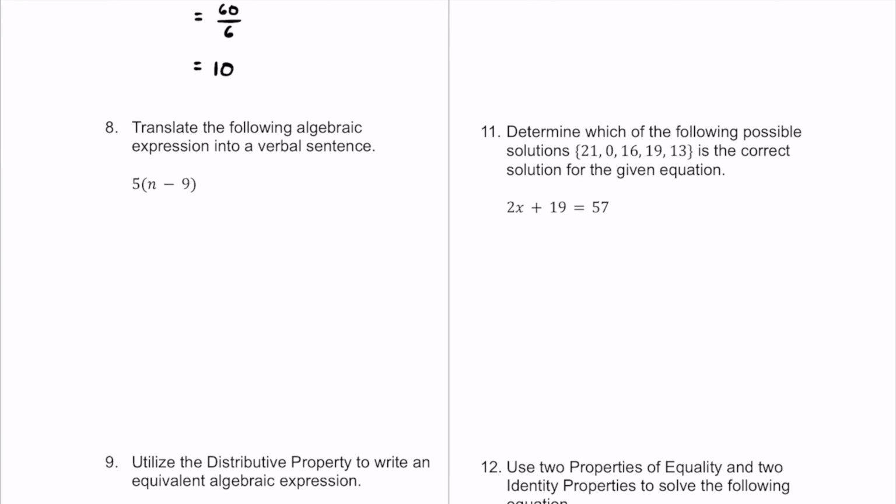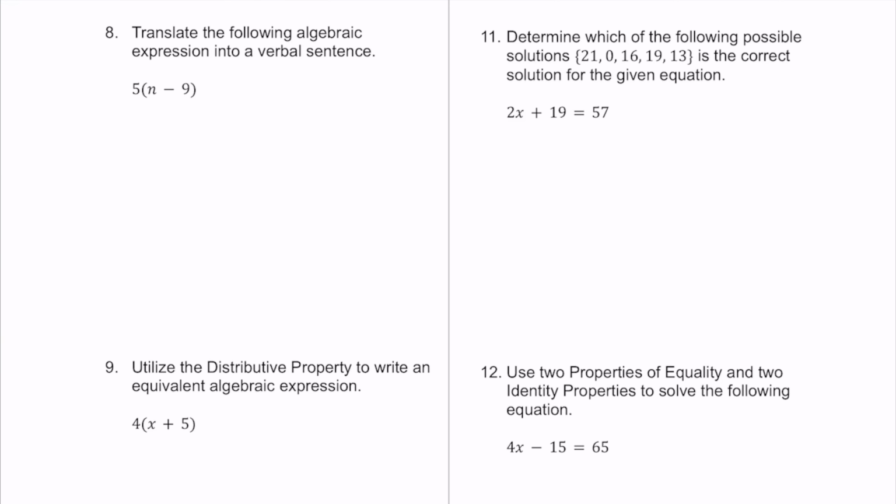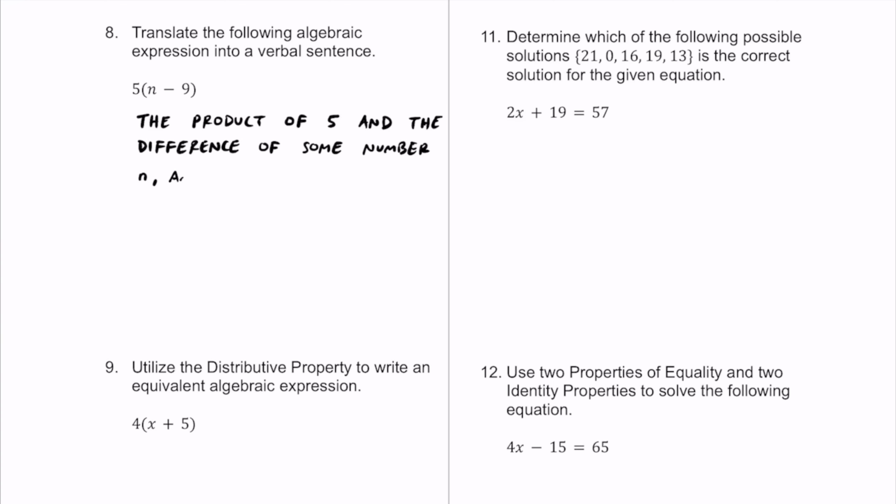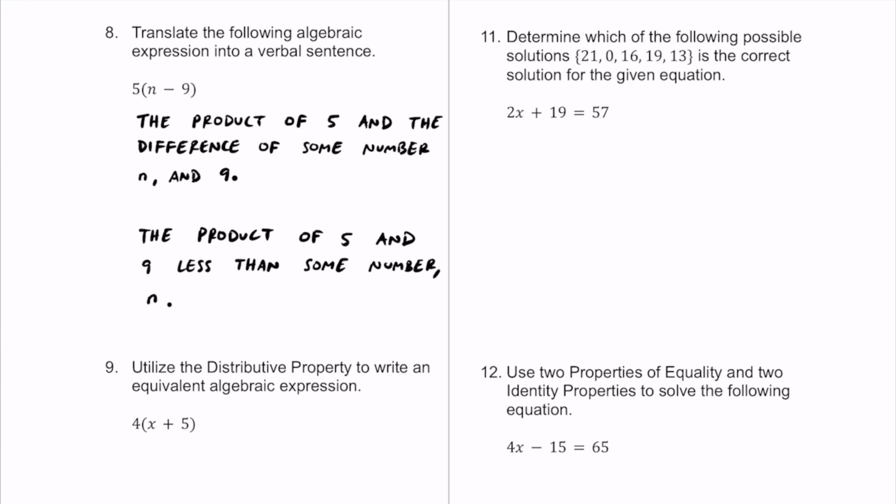All right, for number 8, we have a variable expression or algebraic expression, and we're going to go ahead and write it as a verbal sentence. So here are a couple options. One thing we could say is the product of 5 and the difference of some number n and 9. Or something like this, where we say the product of 5 and 9 less than some number n.